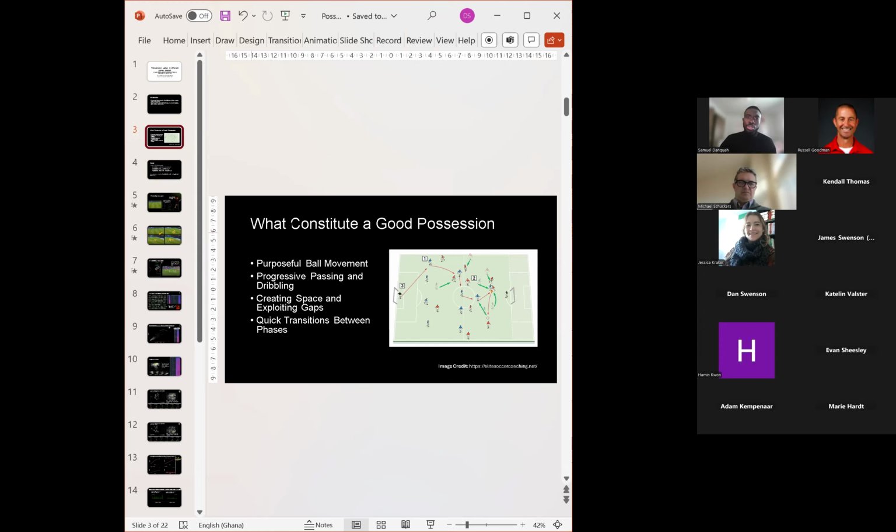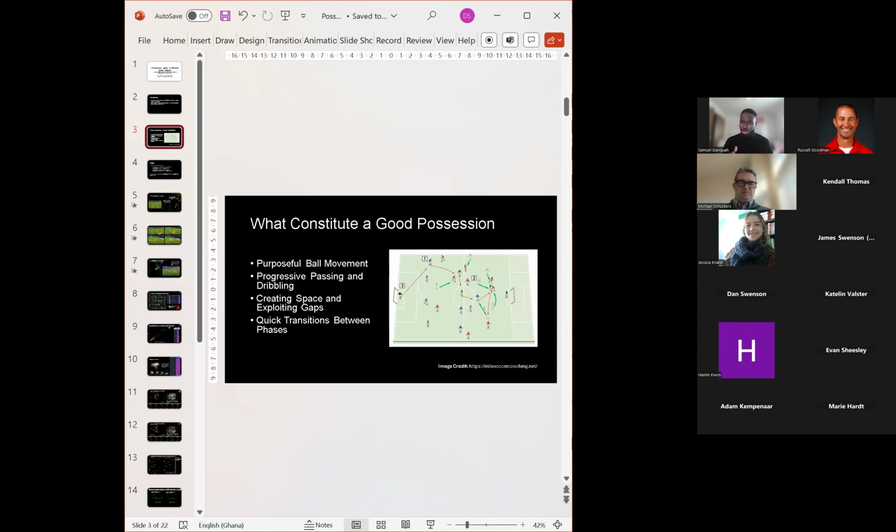So let's take a look at what constitutes a good possession. Here, a good possession is the type of possession that moves the ball purposefully with the intent of scoring a goal. The essence of having possession is looking at the angle, hoping to score a goal, and trying to progress the ball gradually to a place where you feel comfortable and are able to score that goal.